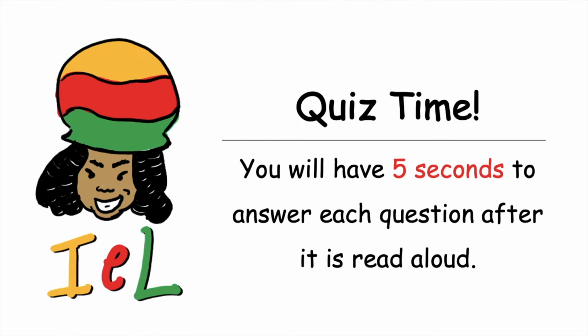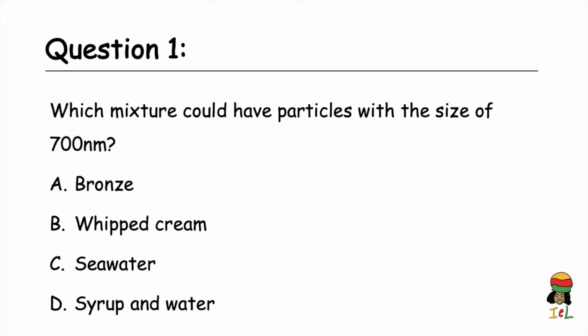So it's quiz time, and you have 5 seconds to answer each question after it is read aloud. Question 1. Which mixture could have particles with the size of 700 nanometers? A. Bronze, B. Whipped cream, C. Seawater, and D. Syrup and water. The answer there is B, whipped cream.